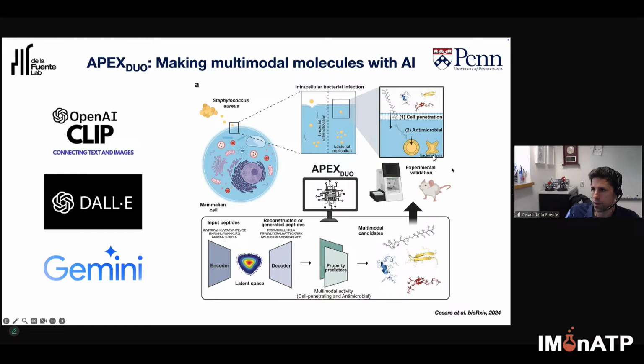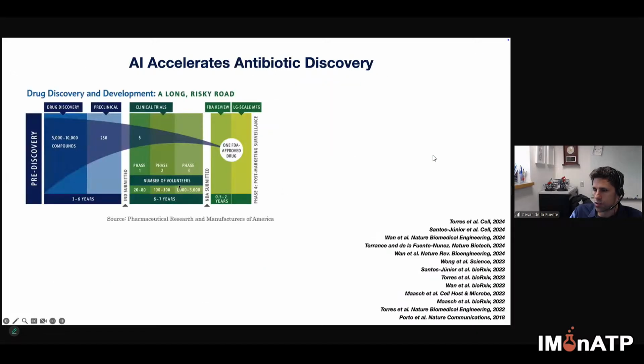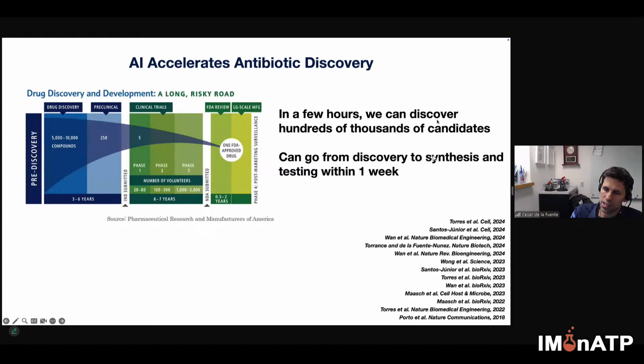And Apex Duo, I won't go into all the details. We have a preprint, but it was able to do that. It was able to create some molecules that could do both, and we experimentally demonstrated this in a number of experiments, both in vitro and in vivo. So just to summarize, right? With traditional antibiotic discovery methods, you can take many, many years to come up with a candidate, which oftentimes subsequently fails. Today, in my laboratory, in a few hours on the computer, we can discover hundreds of thousands of candidates, and we can go from discovery to synthesis in about a week.